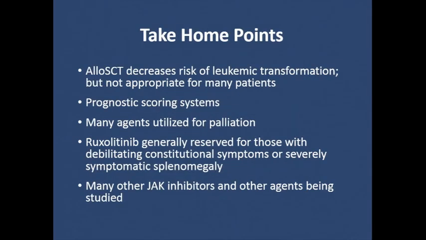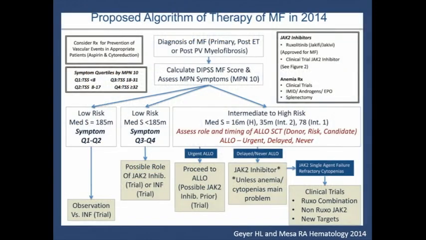A couple of take-home points in myeloproliferative neoplasms. Allogeneic stem cell transplant decreases the risk of leukemic transformation, but it's not appropriate for the majority of patients, including the one we studied. Prognostic scoring systems exist. Many agents are available for palliation. For ruxolitinib, we've talked about its indication, and there are many other inhibitors being studied. And I'll leave you with a flow algorithm of how patients with myeloproliferative neoplasms, or myelofibrosis specifically, are evaluated and assessed for treatment. Thank you.